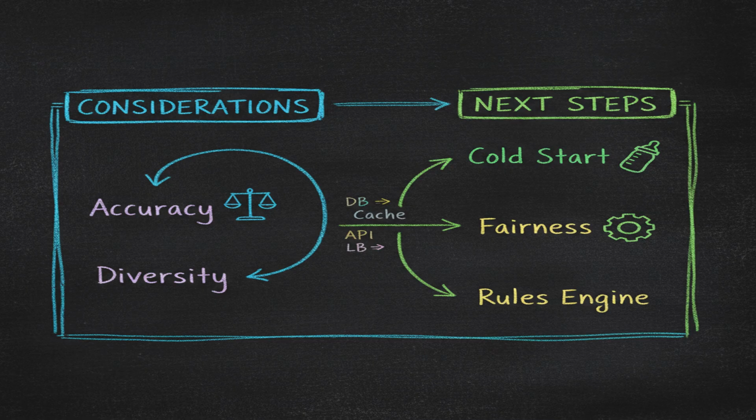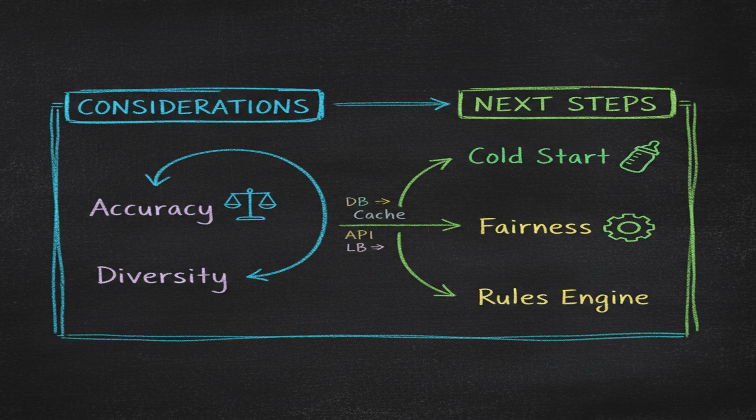In summary, we designed a scalable and reliable recommendation system using candidate generation, ranking models, caching, replication, and sharding. A key consideration is the balance between accuracy and diversity. Future steps include addressing the cold start problem by using popularity-based recommendations for new users and ensuring fairness by mitigating bias in the training data.